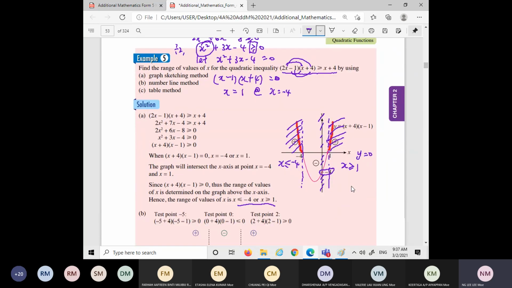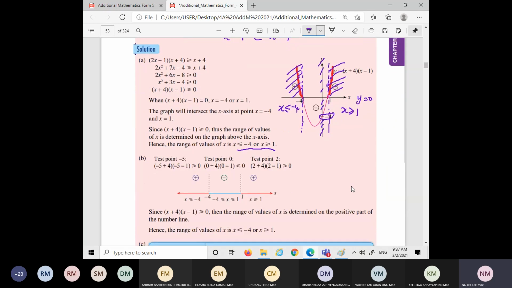Now we go to the second method, the number line method. It is the same thing. You just draw a line and divide it into 3 portions. Remember, 1 is bigger than -4, so 1 should be put on the right hand side, and -4 on the left hand side. So this portion is x greater than or equal to 1, this portion is between -4 and 1, and this portion is x smaller than or equal to -4.